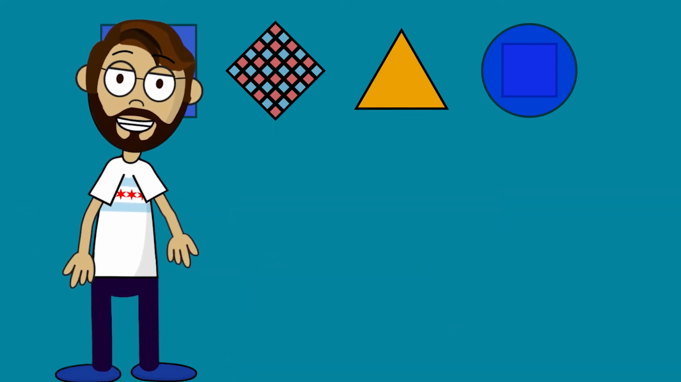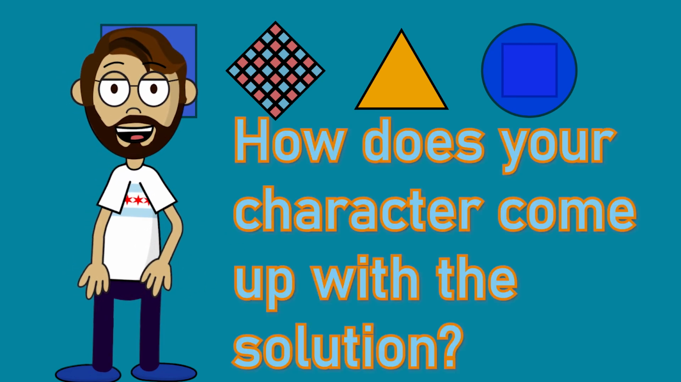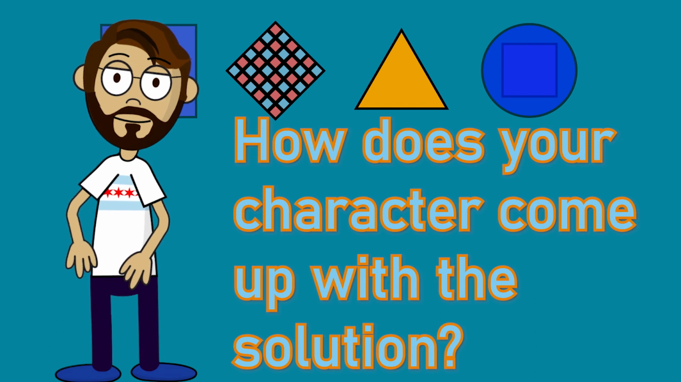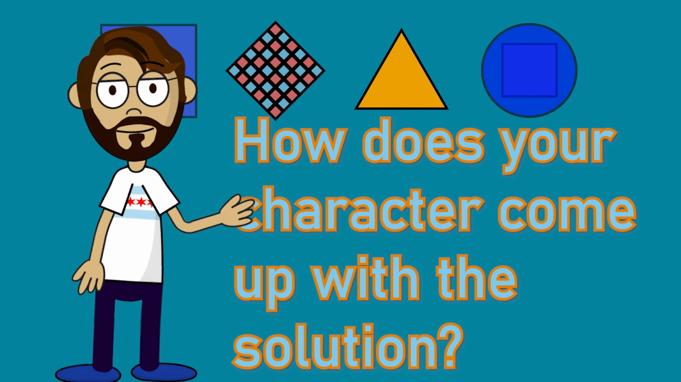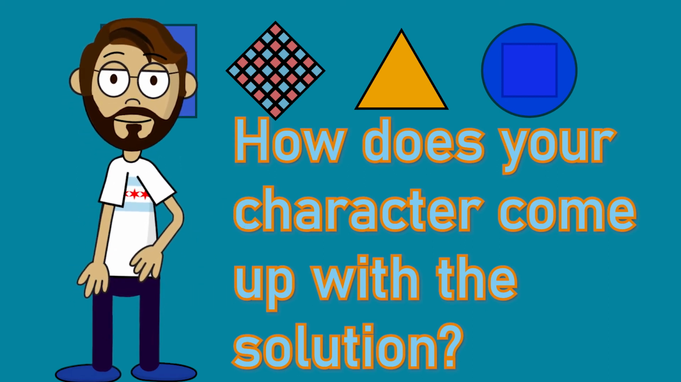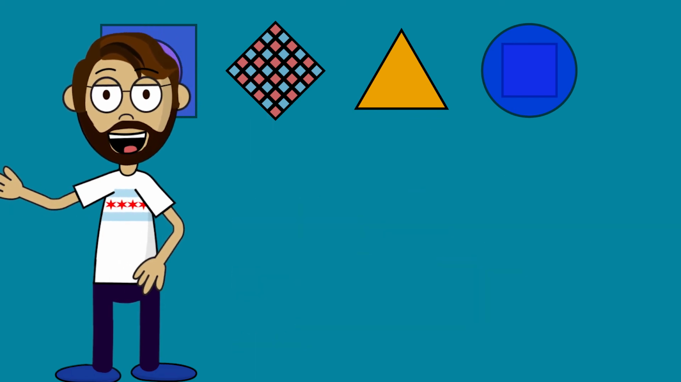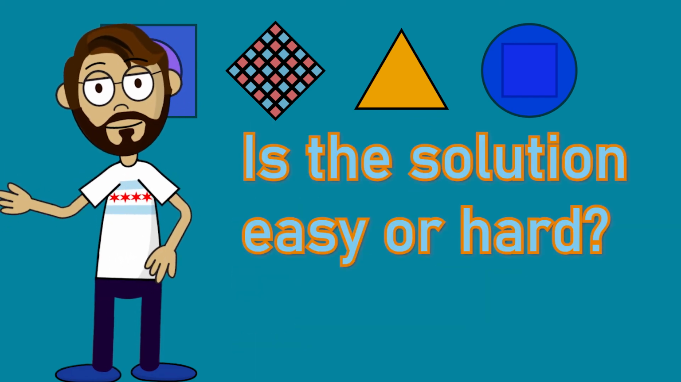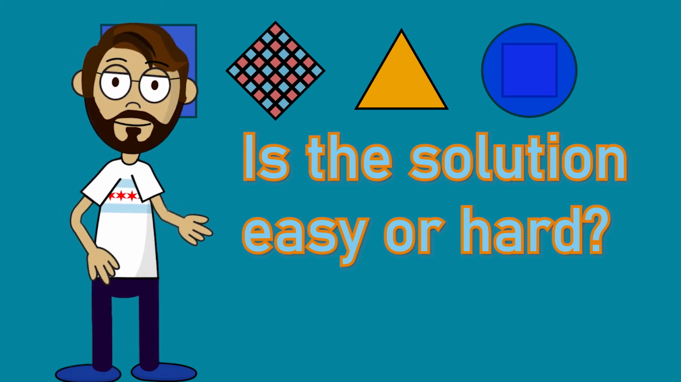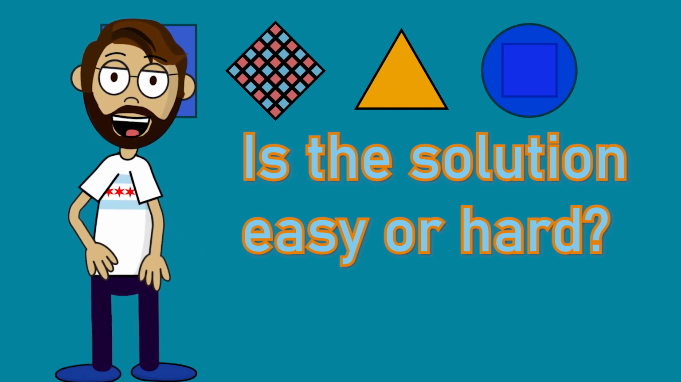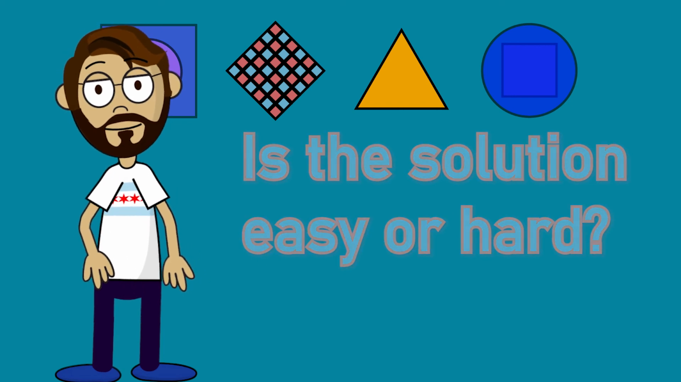Last, let's think about the solution. First question I want you to ask is, how does your character come up with the solution? Do they think really hard and spend a lot of time maybe talking to their grandparents? Maybe someone tells it to them. Who knows? Next, is it easy or hard? Is the solution something that your character really has to work for? Or is it something that is second nature to them? Like Froggy helping Foxy with homework.